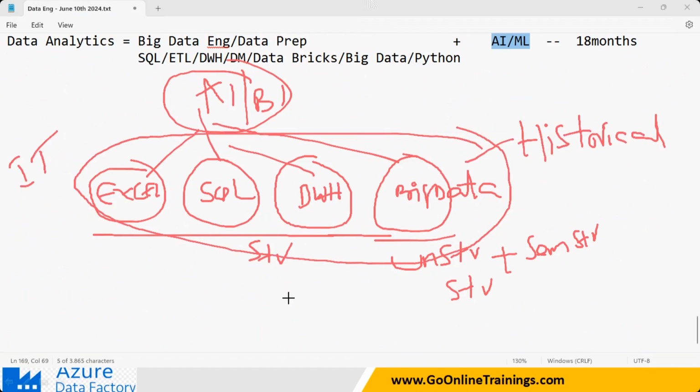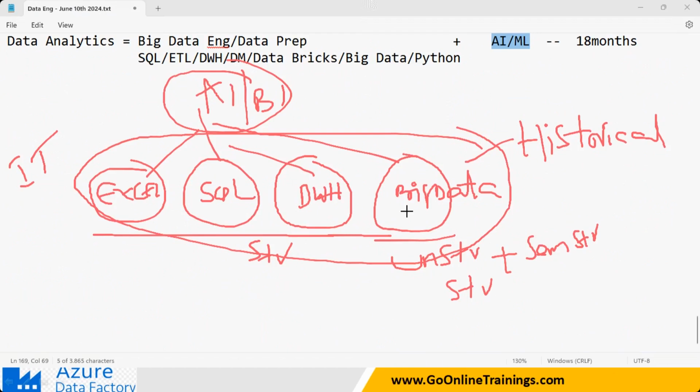Clear? Either in Excel or in SQL. SQL means Oracle or SQL Server, or maybe in data warehousing, or in big data Hadoop, Spark, Scala, or Databricks. Am I clear? All of them can be on premises, and all of them can be cloud technologies. Excel can be on premises or on cloud. SQL, data warehousing, and big data can also be on premises or on cloud. So understand what is a cloud and what is on premises. You have to watch yesterday's video clearly so that you will be able to understand it easily.